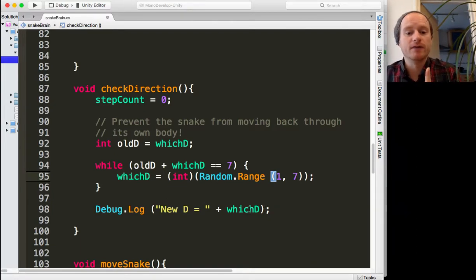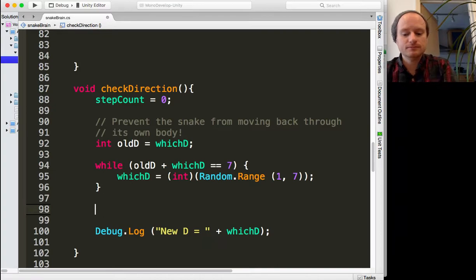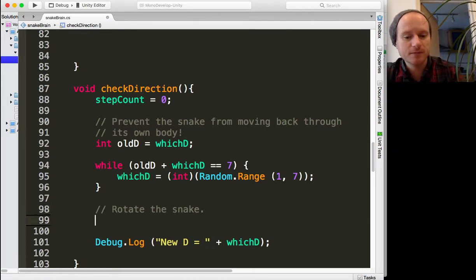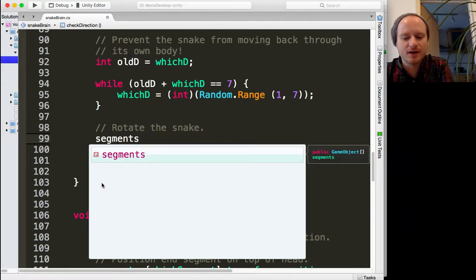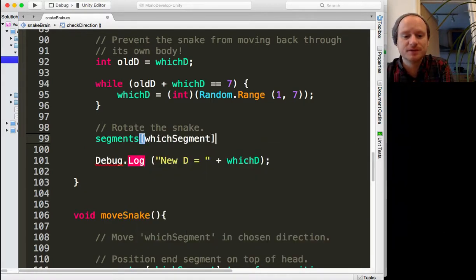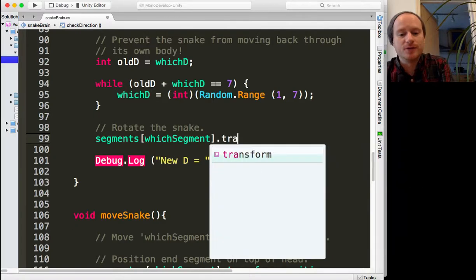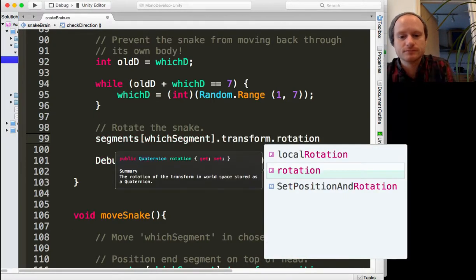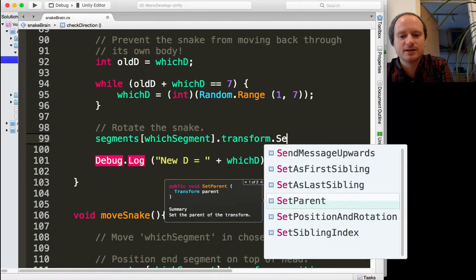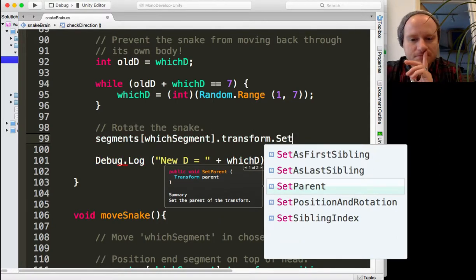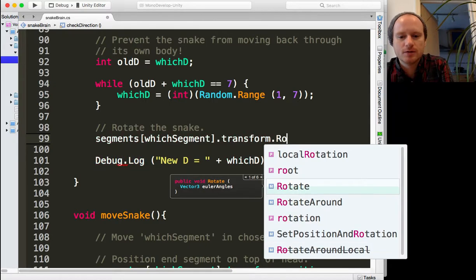Okay. Now we need to rotate our snake. So rotate the snake. And rotations are a nightmare. Okay, so we want to say something like segments, which direction? Which segment. So that gives us, if you remember, the tail segment in our snake. We want to get hold of its rotation. No, we don't. We just want to get its transform. And then we want to say set axis.